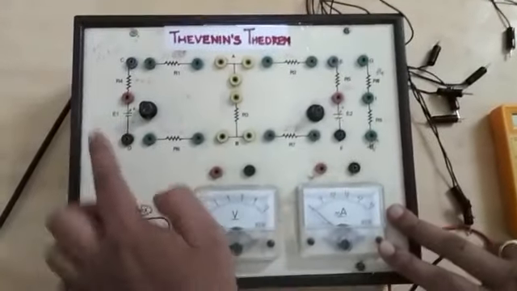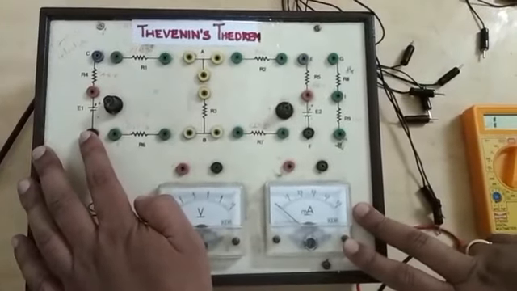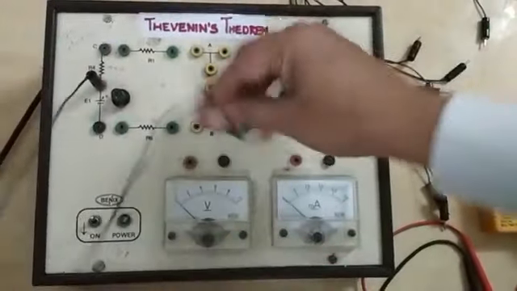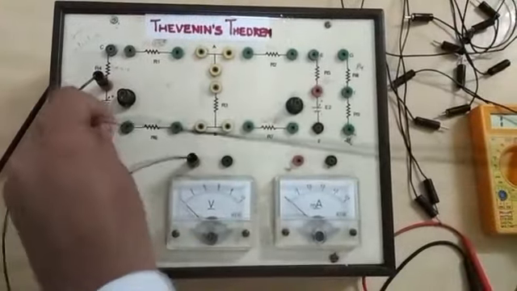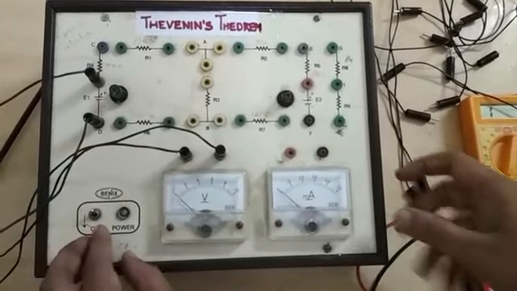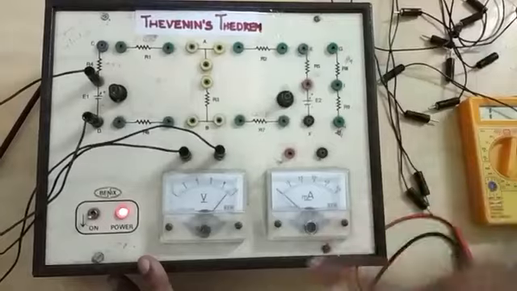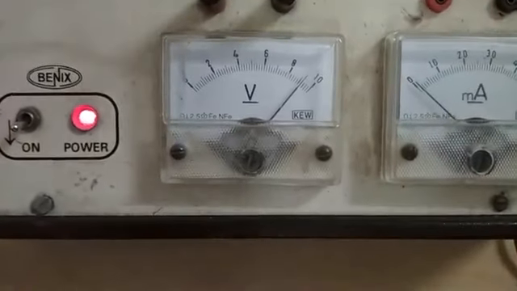First we have to set our voltage source. So what we do here, we connect its positive terminal to the positive of the voltmeter, and the negative of the source to the negative of the voltmeter. Then we switch on the supply and set it to some desirable magnitude. Okay, we have set it to 9 volt. Clear? Now switch off the circuit.